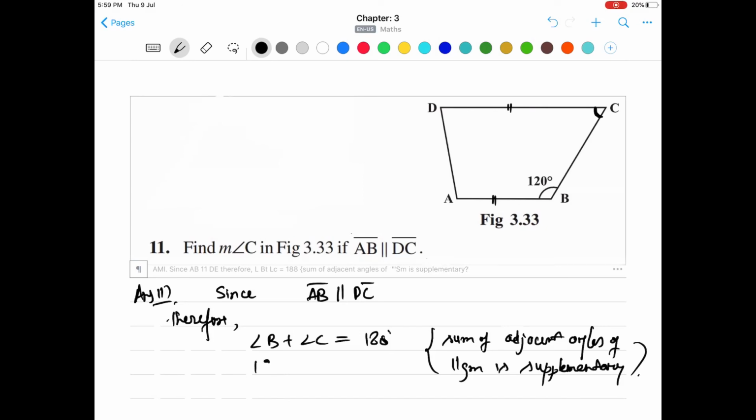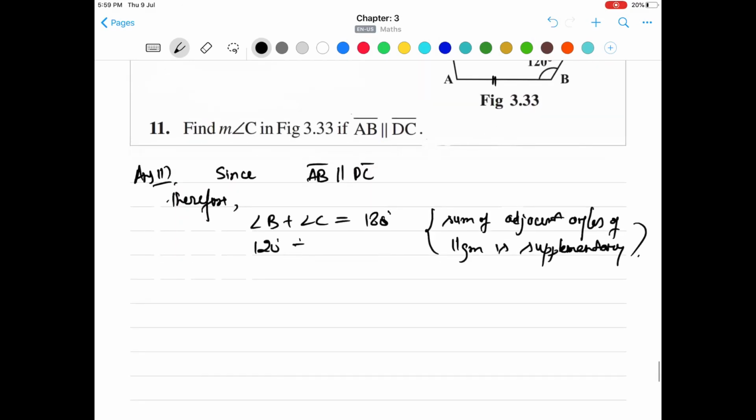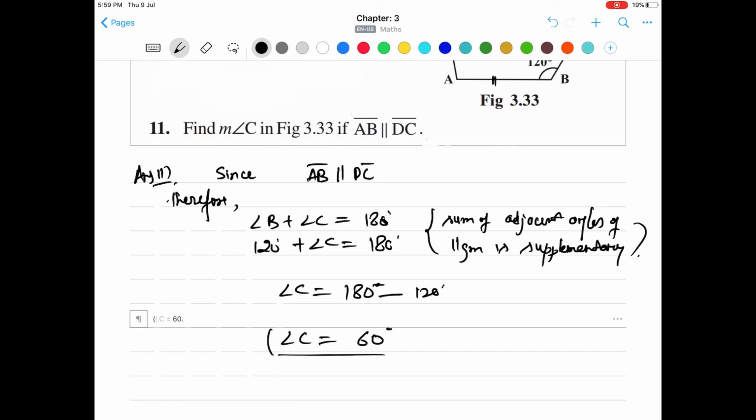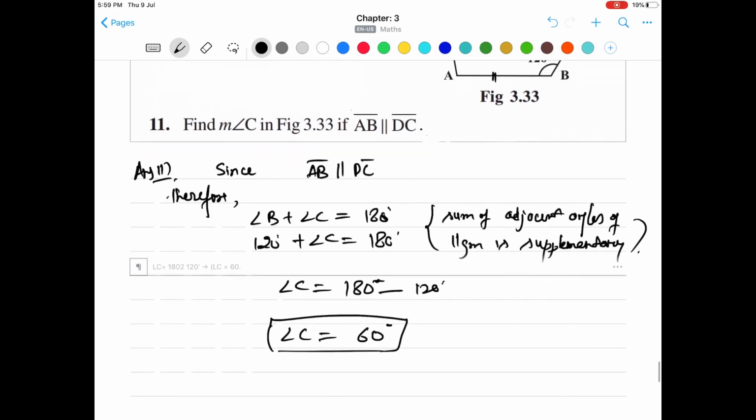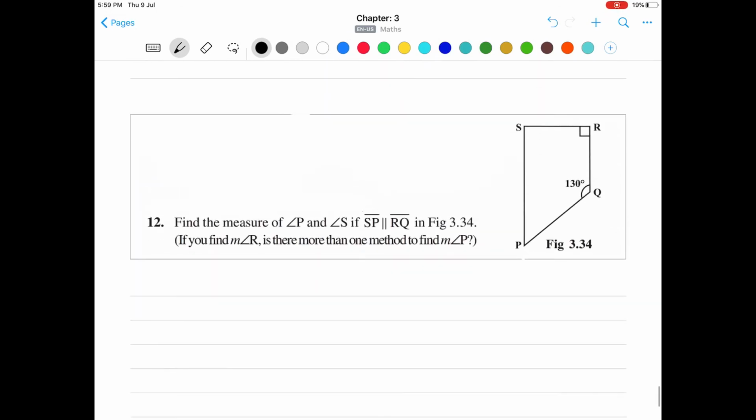Okay, so angle B is given, which is 120 degrees. Angle C we have to find, so angle C will be 180 degrees minus 120 degrees, so angle C will measure 60 degrees. Okay, so that's the solution of this question. Angle C equals 60 degrees.